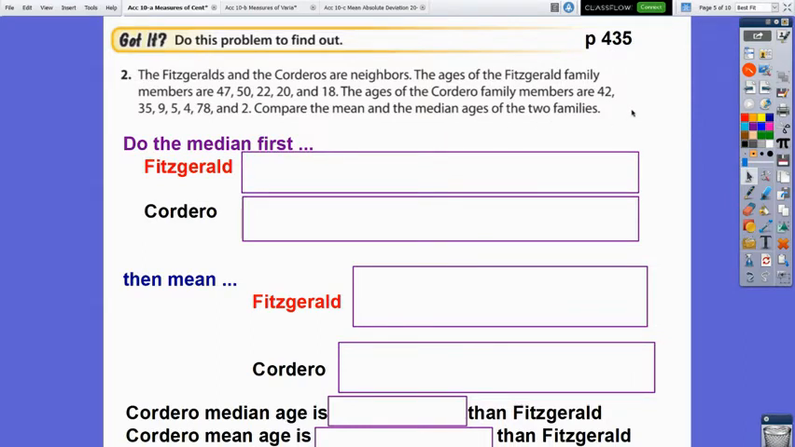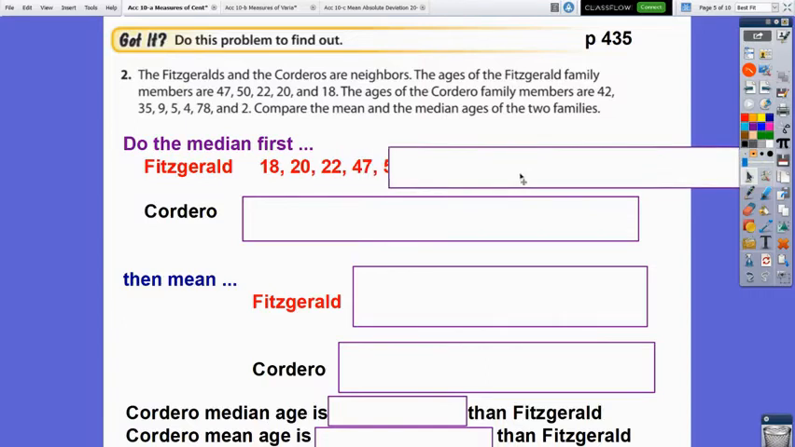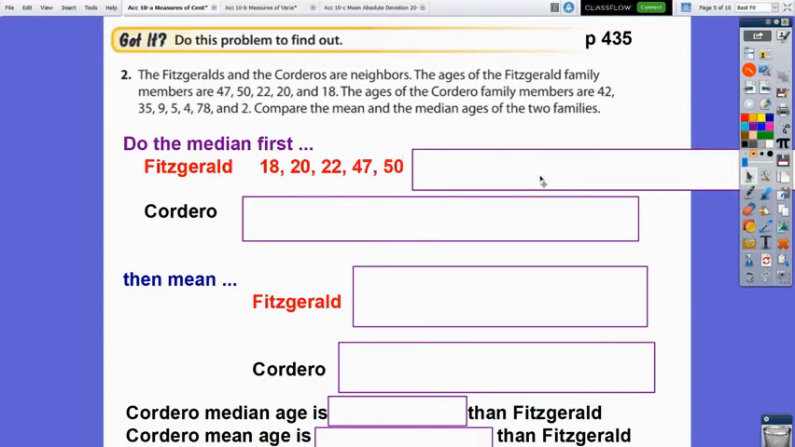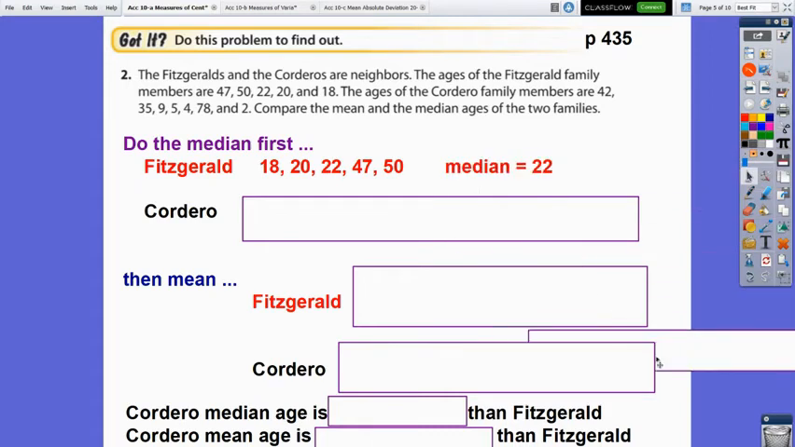All right, so here's a problem where you're going to compare means and medians for 2 families. They give you a bunch of ages for the Fitzgerald family, a bunch of ages for the Cordero family. The first thing you should do is calculate the median, right? So you put them all in order from least to greatest. And the median for the Fitzgerald company, the middle number, the median age for the Fitzgeralds is 22.